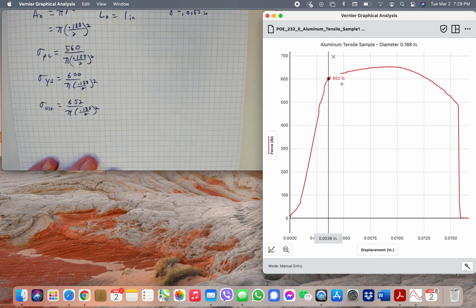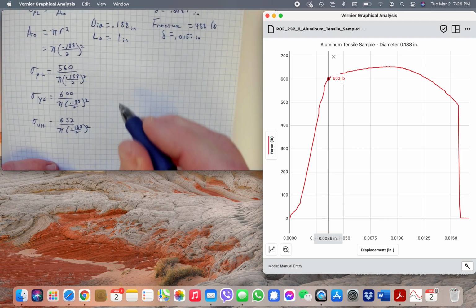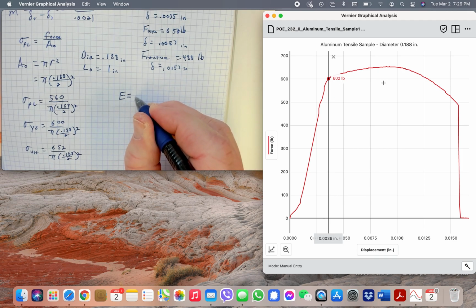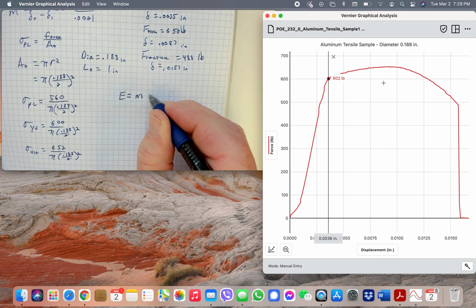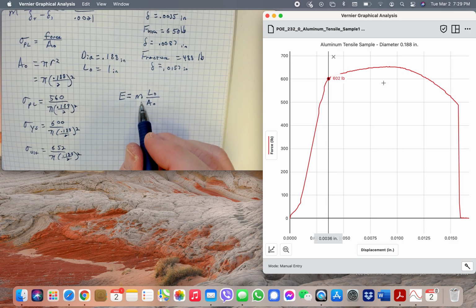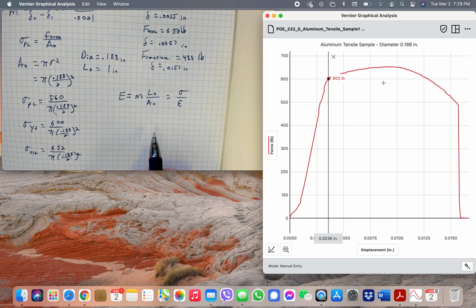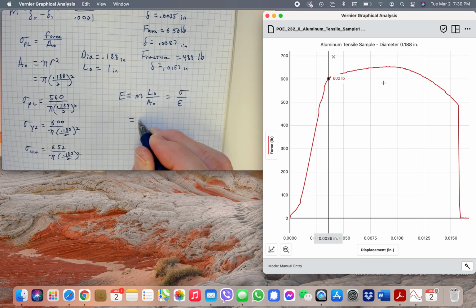Okay. Project Lead the Way also wants the elastic limit. The elastic limit is our slope times our original length over our original area. And this is because elastic limit is stress over strain. Okay, so this is just a formula rearranged to fit the graph. All right, so we take our slope, which we calculated, and we put in the original length of 1 and our area.